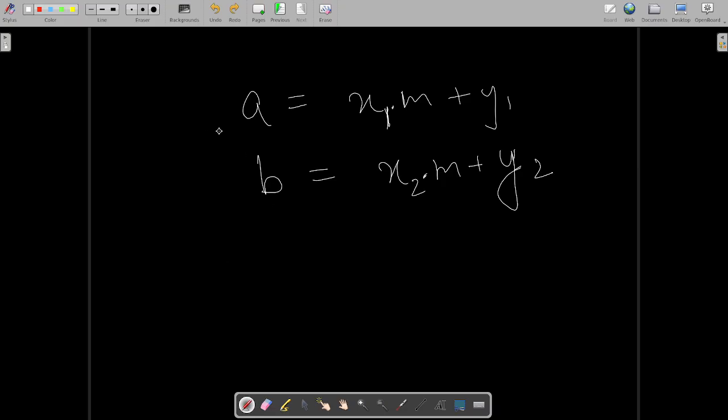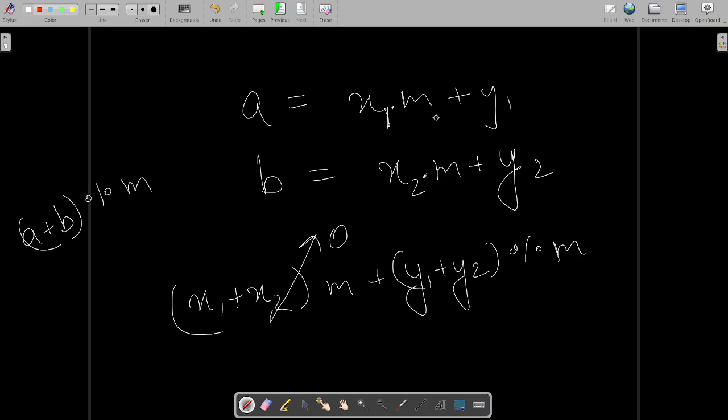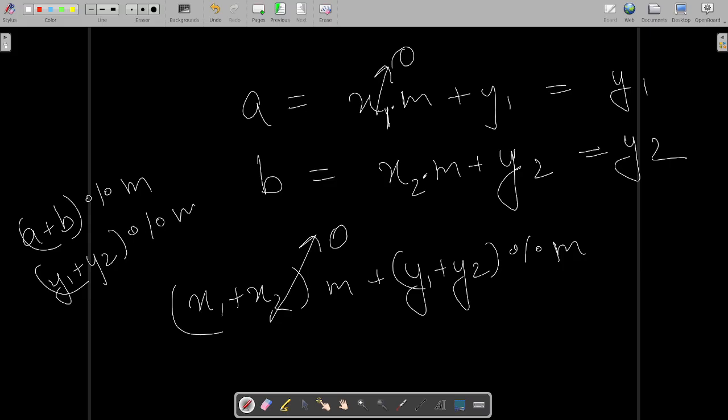Now when you add both of these, you get (x1 plus x2) times m plus (y1 plus y2). And when you take the modulo, the first part becomes 0 modulo m, and what you get is (y1 plus y2) modulo m. That is what you get if you do a plus b modulo m. But if you do it individually, a modulo m will just look like y1, because the multiple of m becomes 0, and b modulo m will look like y2. So a modulo m plus b modulo m is basically y1 plus y2, and then you again do modulo m. Both of them are the same.